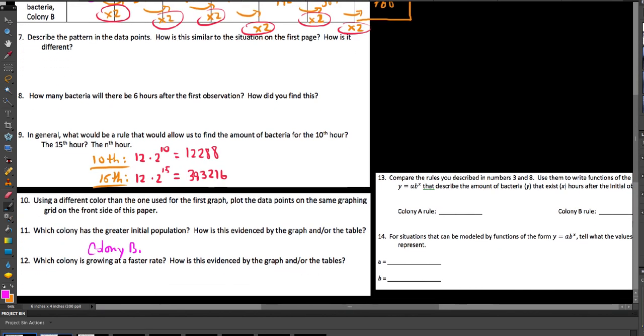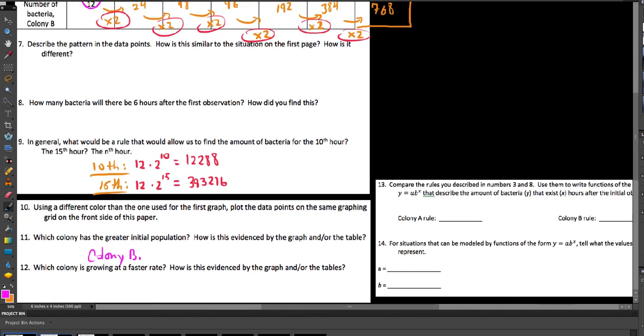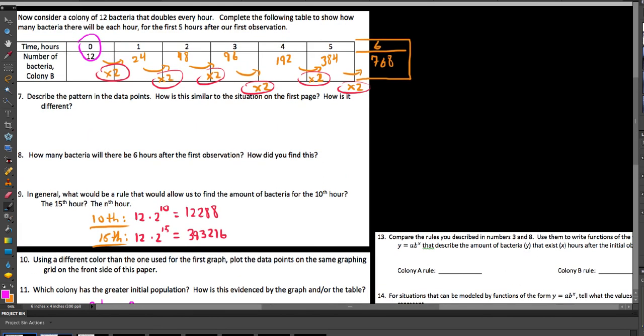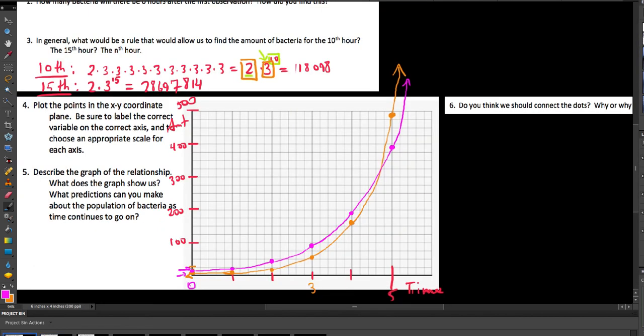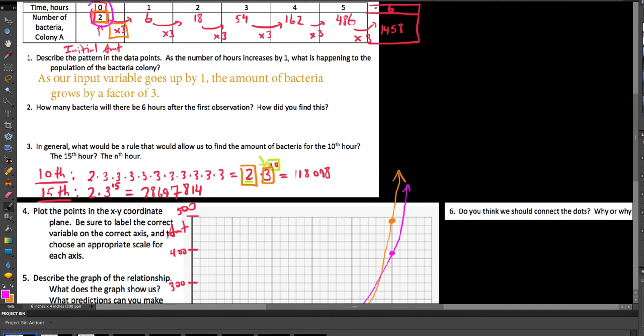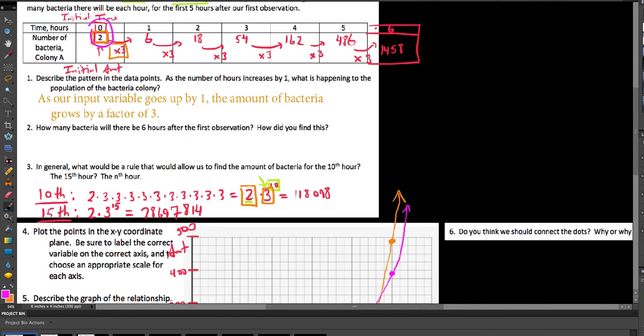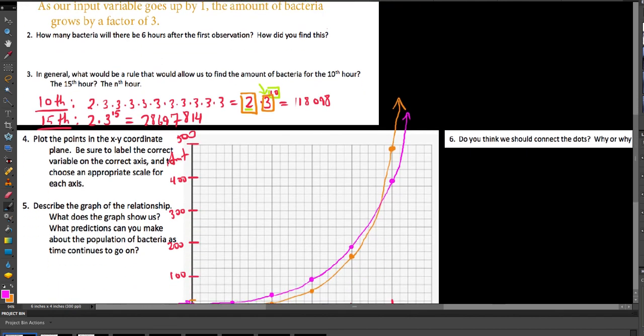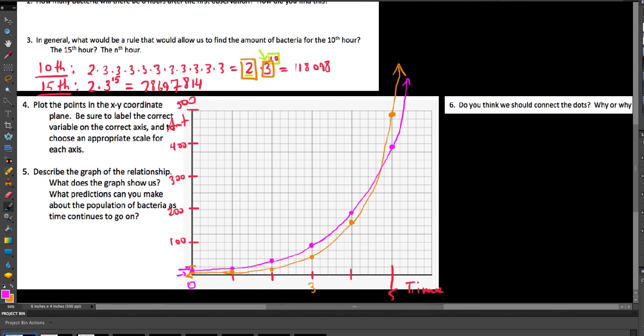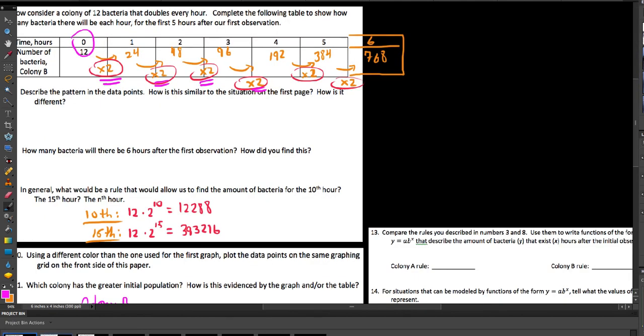Question 12 says, which colony is growing at a faster rate, and how is this evidenced by the graph or the tables? Well, in terms of faster rate, you see our multiplier here is kind of our rate indicator. And so we can see it in the table as what we're multiplying by, and what we're multiplying by in the first table is just bigger than what we're multiplying by in the second table. Tripling is bigger than doubling, okay? Now, how is this evidenced in the graph? Well, they both look like exponential growth curves, but the idea is going to be that you see that the orange curve gets steeper faster, so it has to have a higher growth rate, okay?